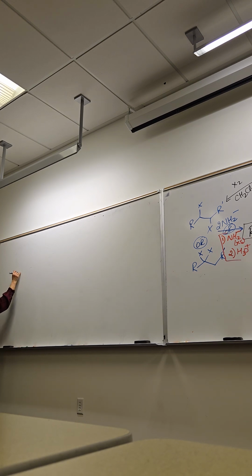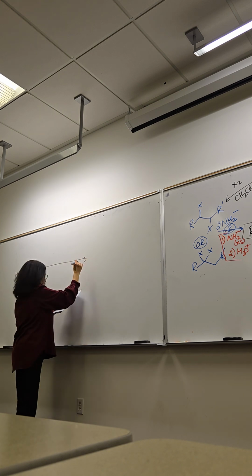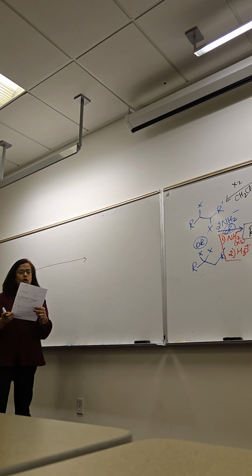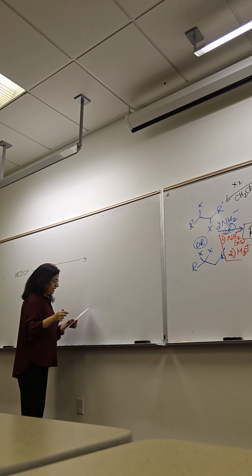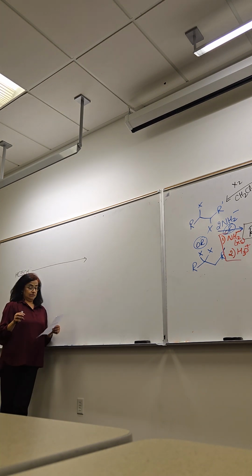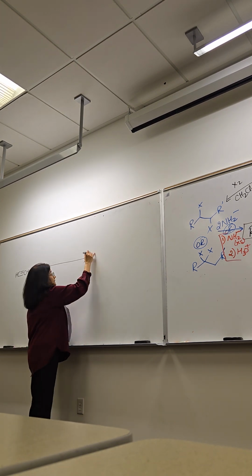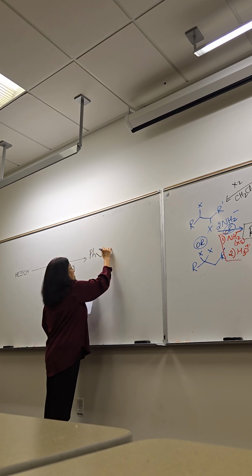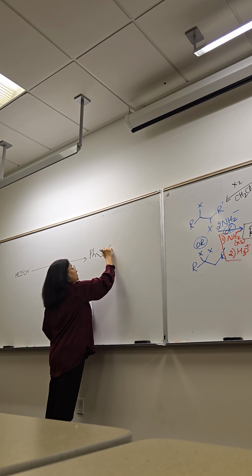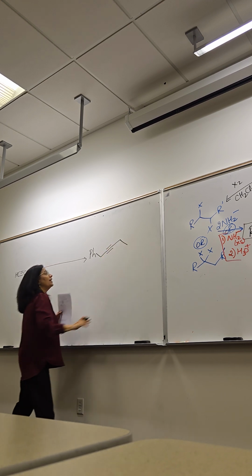So ethyne is this. How do I convert ethyne into 1-phenylpent-2-yne? What's the structure for 1-phenylpent-2-yne? Anybody? 1-phenyl, pent. 1, 2, 3. And it's 2-yne, so 2. 1, 2, 3, 4, 5. Did I draw that correctly?